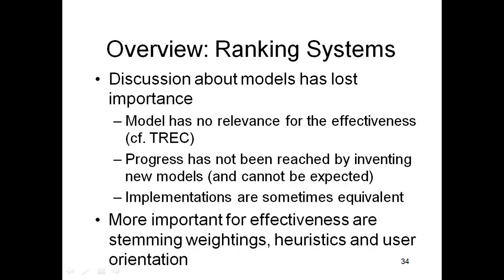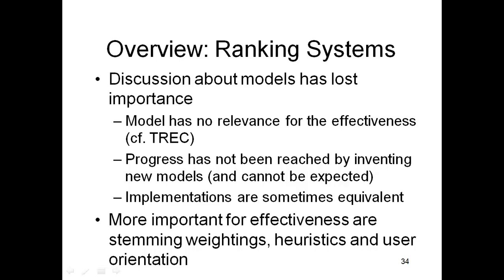Anyway, overview, ranking systems or models. The discussion about models has to some extent lost the importance that it used to have in information retrieval. People were very passionate talking about models and best models. And we have seen that there is a lot of equivalence between models. Vector space and probability-based models are not so different. Again, network or spreading activation systems are not so different if we look carefully. Nowadays, more or less everybody agrees that progress cannot really be reached by inventing new models.